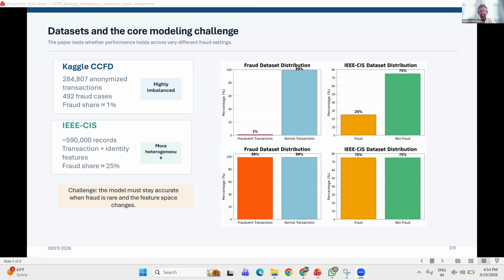As part of this, the fraud share is 25%. You can see on the right side the fraud data set distribution. One is normal transactions, which is 99%, and 1% out of this 100% is fraud transactions. We can see the IEEE CIS data set distribution also: 25% fraud and the remaining 75% is non-fraud transactions. Let's go to the next one. I don't have much time.